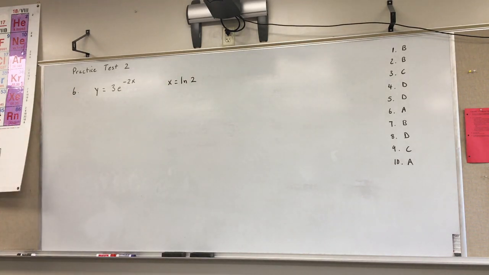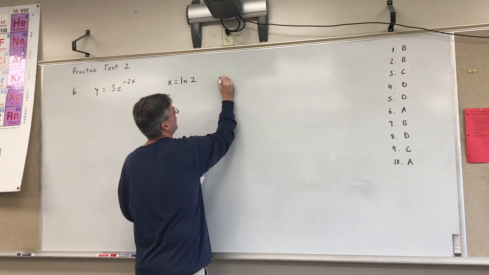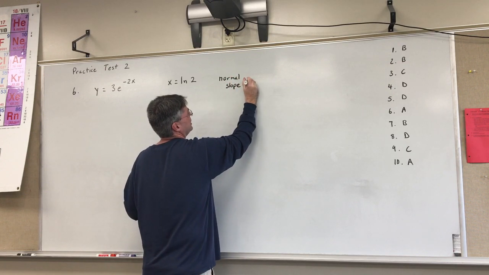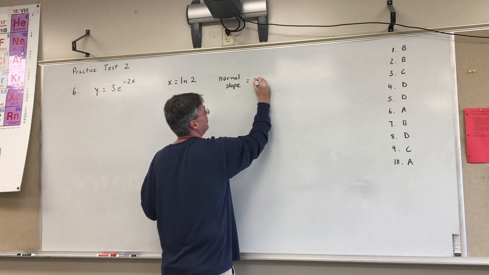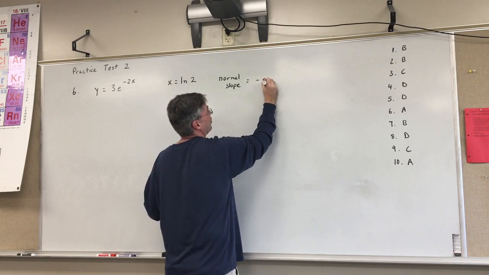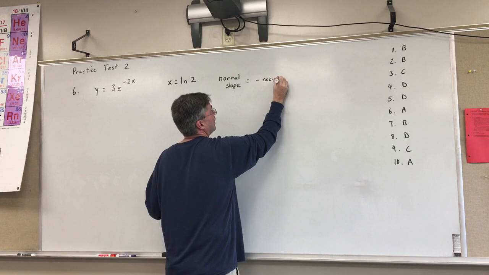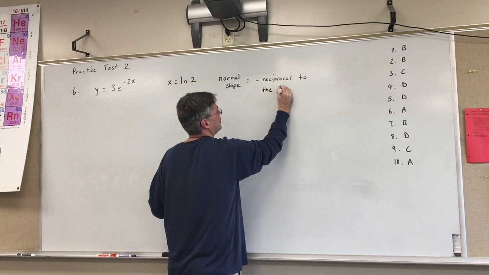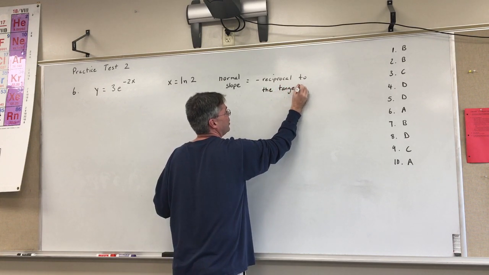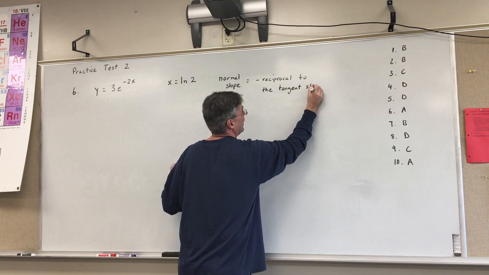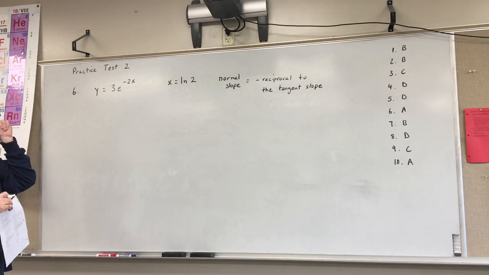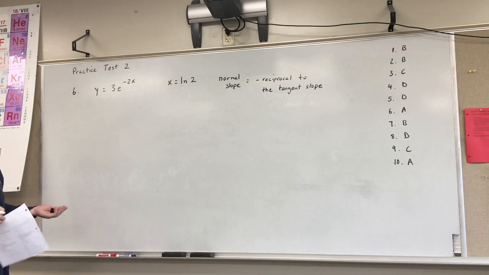Okay, so we got to remember that the normal slope is equal to the negative reciprocal to the tangent slope. So if we can find the tangent line slope at x equals natural log 2 and then flip it and negate it, we'll have the normal slope, and from there we should be able to pick the right answer.